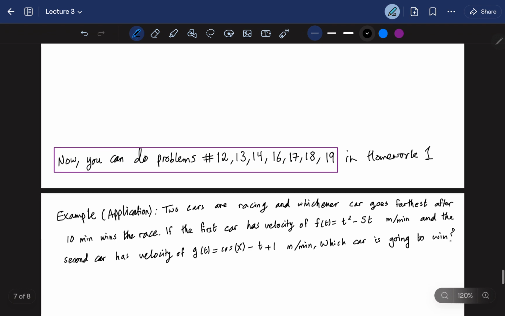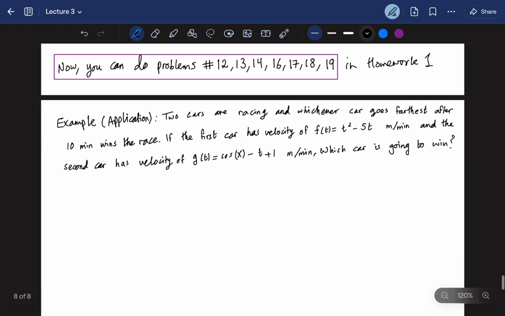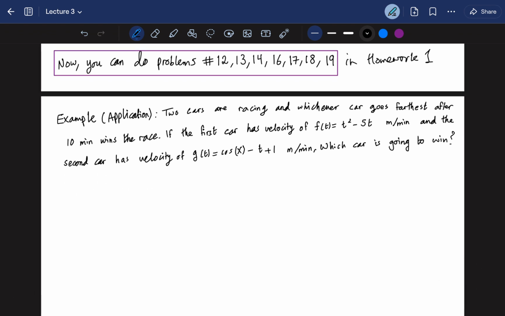Okay, I just want to cover an example that I think is interesting, which is an application for the fundamental theorem that we've talked about and the antiderivatives. So if we have two cars that are racing and we want to see which car goes further after 10 minutes, the first car has velocity t squared minus 5t, and the velocity of the second car is cosine t minus t plus 1, and we want to see which car is going to win.